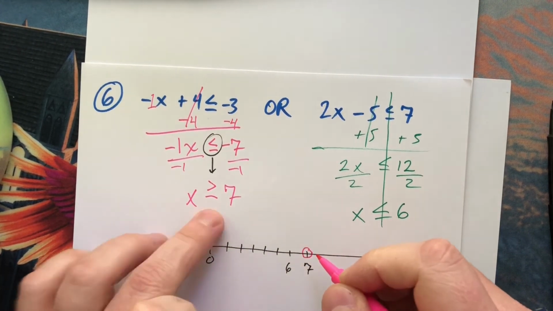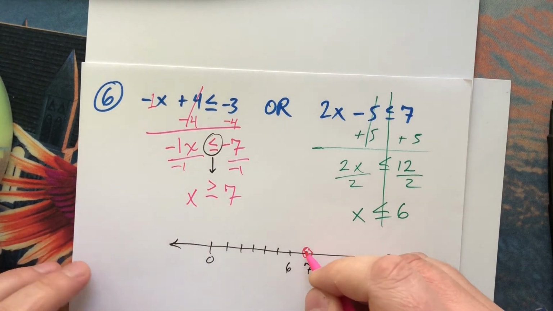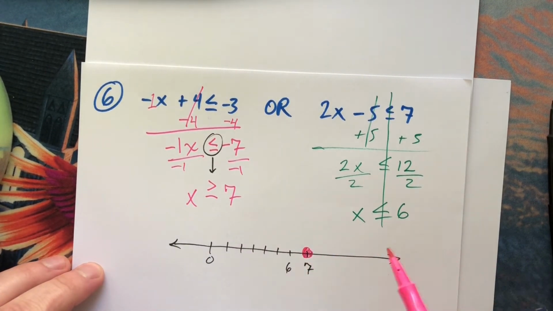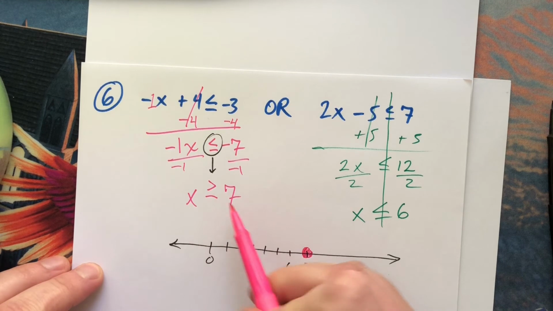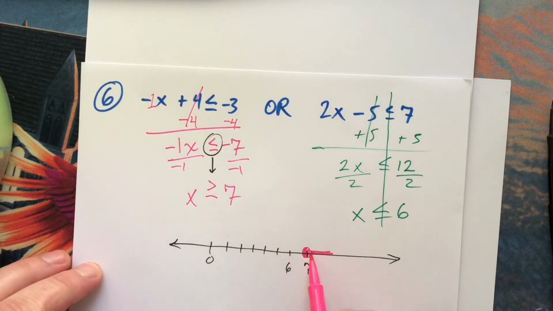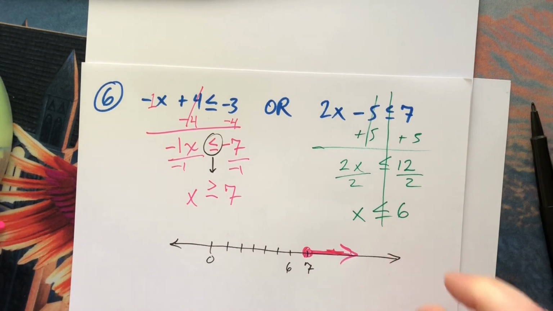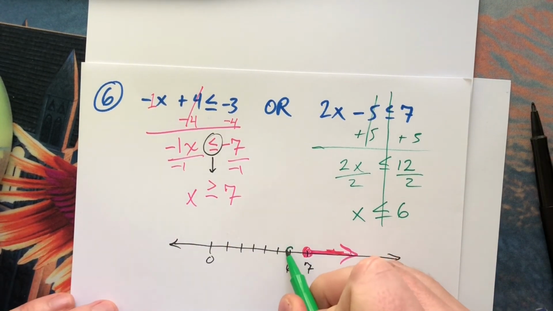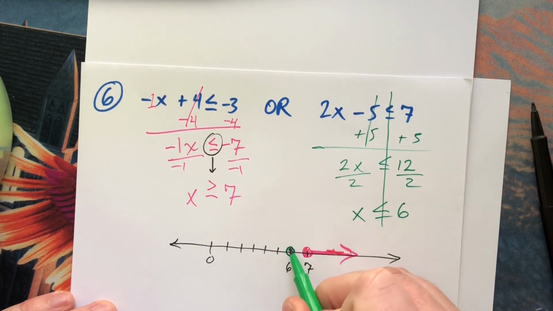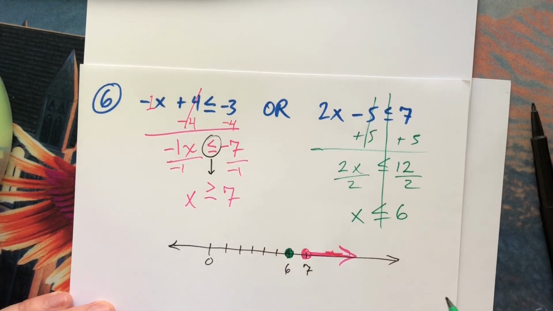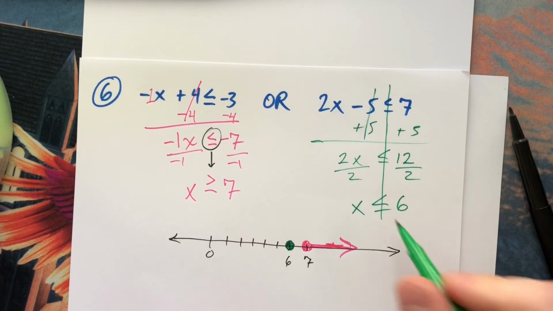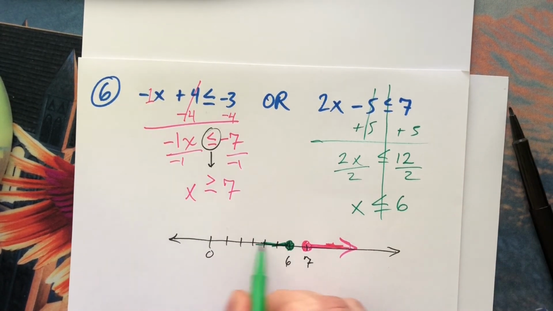Circle, and it has the line, so it's filled in. And then it says x is greater than that, so we go off to the right. Boom, there that is. Then the other one says x is less than or equal to 6, so we go to 6. This one has the line under it, so we know it's filled in. And it says less than, so it's off to the left.